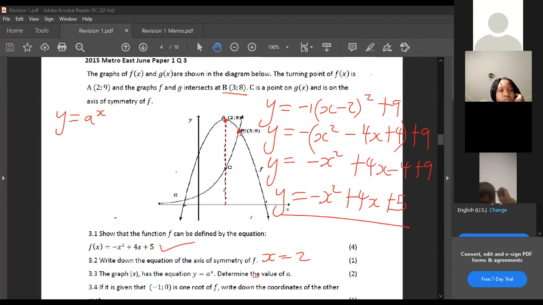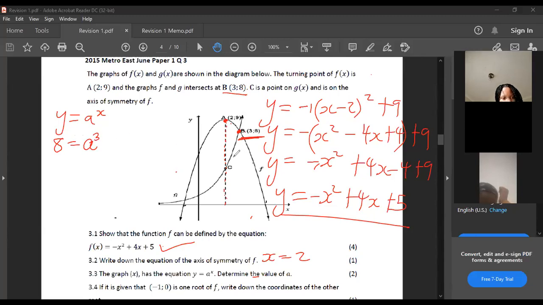Which random point am I getting? Where the graph of g passes through. I see that g passes through 3 and 8. So where there's x I substitute 3, where there's y I substitute 8. So 8 is equal to a to the power of 3.